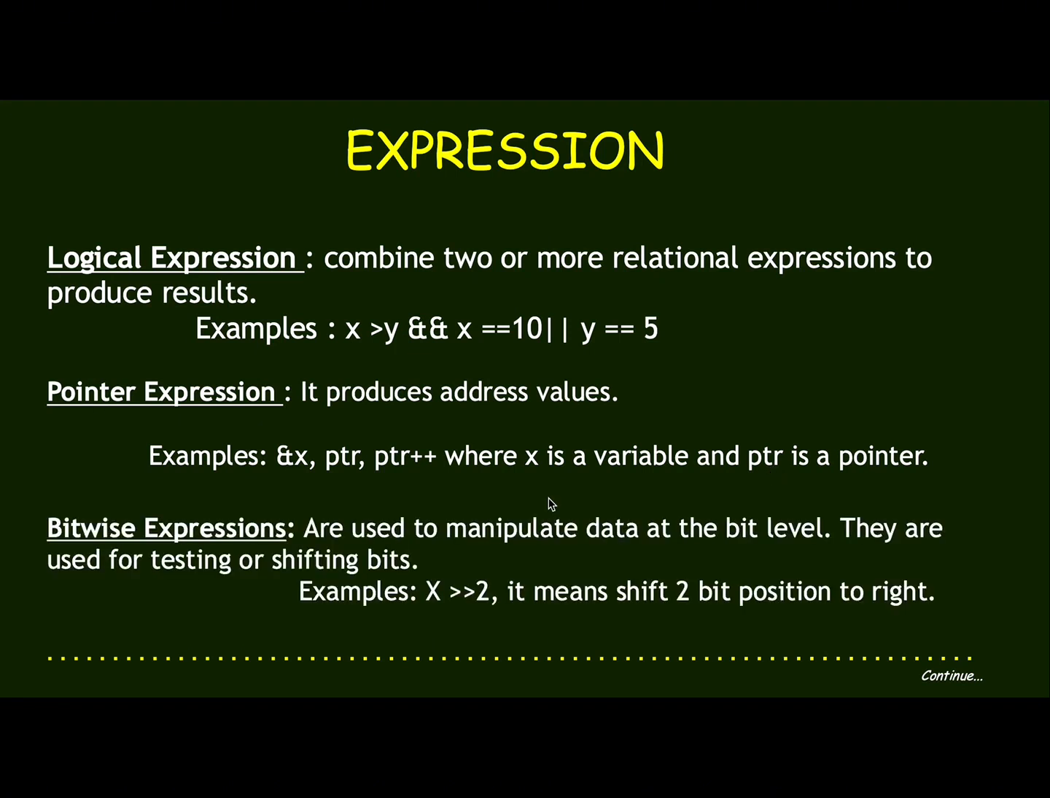The bitwise expression. Bitwise expression is used to manipulate data at the bit level, to shift it. It can shift things in the right direction or in the left direction. This is the example: we say X shifted by 2 bits, which means shift 2 bit positions to the right. We'll cover this in our practical sessions.